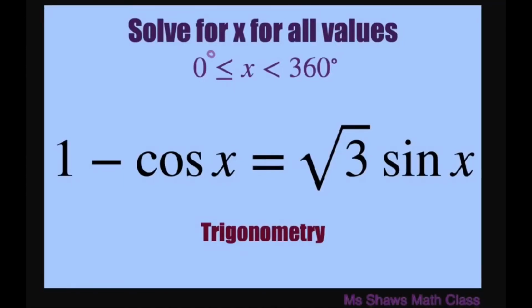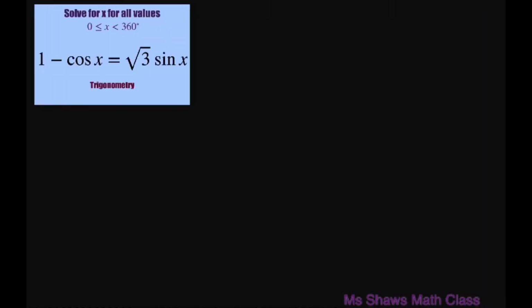We're going to solve for x for all values of x between 0 degrees and 360 degrees, for 1 minus cosine of x equals square root of 3 sine of x. Since both of these are linear in cosine and sine, what we want to do is square both sides.